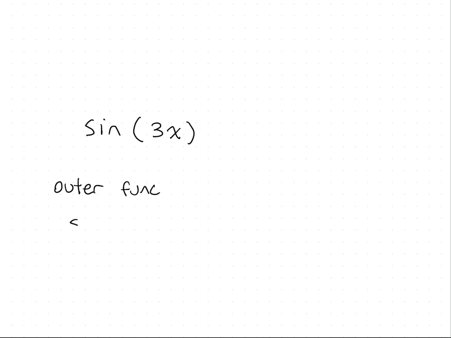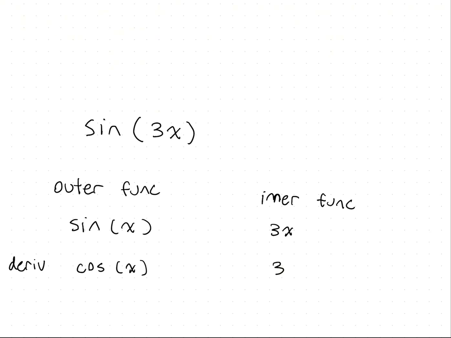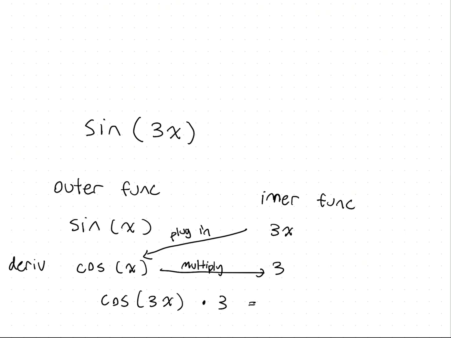We start by splitting it into the outer function and the inner function. The outer function of sine 3x is sine x, and the inner function is 3x. Now we differentiate both the outer and the inner function. The derivative of the outer function sine x is cosine x, and the derivative of the inner function 3x is 3. Next, we plug in the original inner function to the derivative of the outer function, which is cosine 3x, and we multiply it by the derivative of the inner function 3. So we get cosine 3x times 3, or 3 cosine 3x.